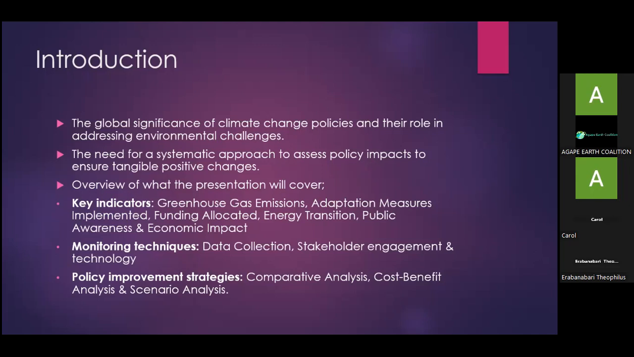The monitoring and evaluation techniques that you can use, that is data collection, stakeholder engagement, and technology. I know in Africa, we have a huge challenge with stakeholder engagement and the use of technology because of the limited network connection and how our policymakers have structured the way that they do policy implementation. Another is going to be how we can suggest or advocate for policy improvement strategies by using different kinds of analysis methods, one of them being comparative analysis, cost-benefit analysis, and scenario analysis.